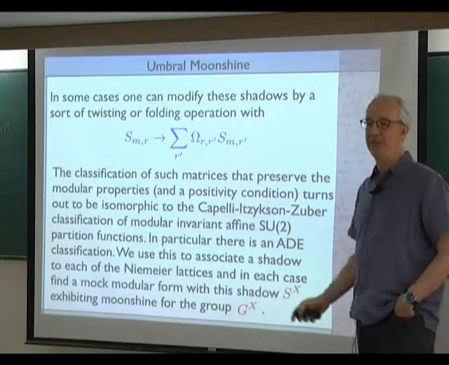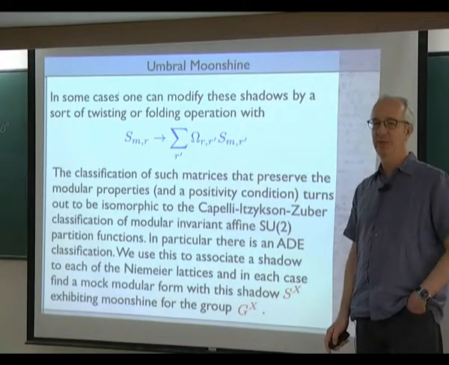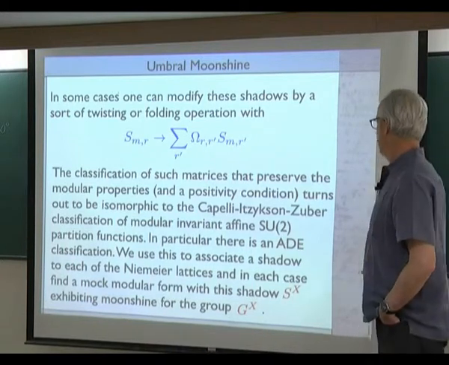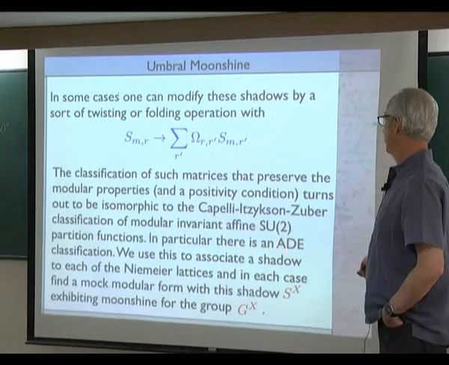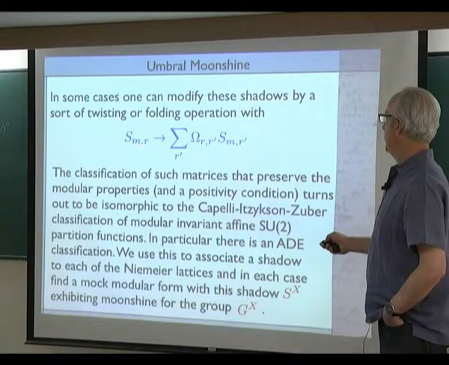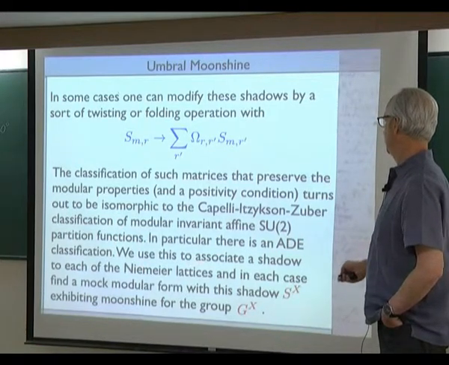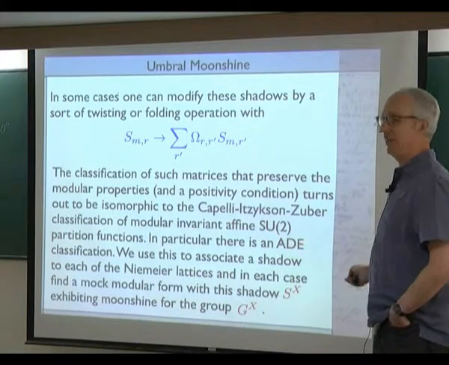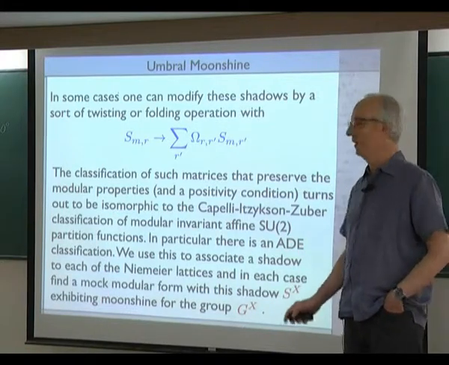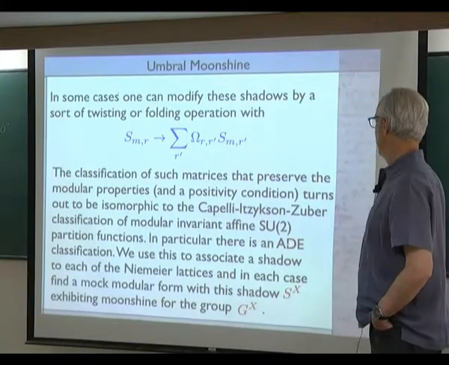So this raises the following curious possibility. Since there's an ADE classification, we can take an X that determines a Niemeier lattice and is specified by an ADE root system. It has a Coxeter number M of X.